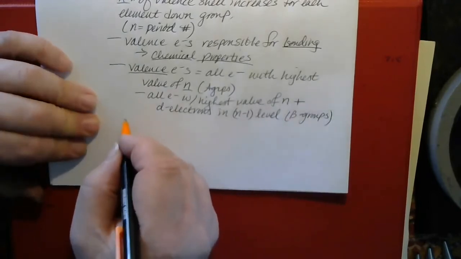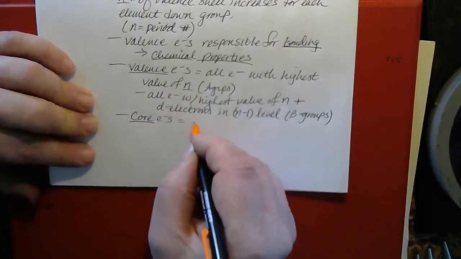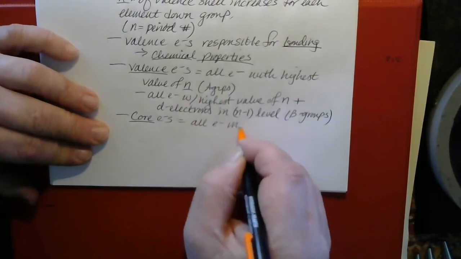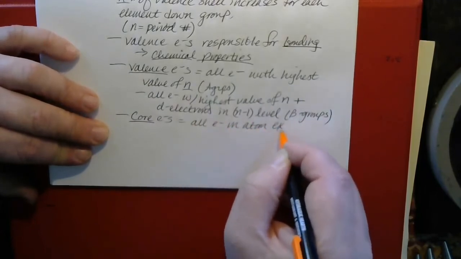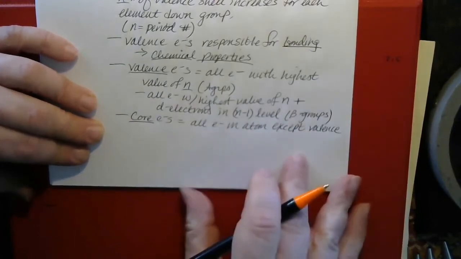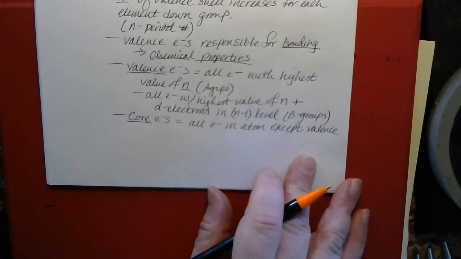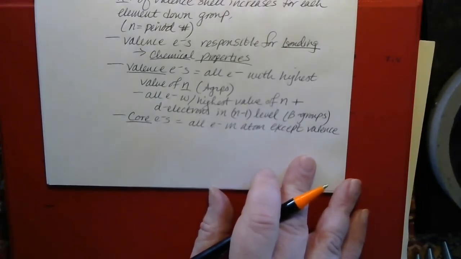The core electrons would be all the others. So once we exclude the valence electrons, everything else is a core electron. And of course, for a ground state atom anyway, the core electrons will be held in principal energy levels that are complete. And that's why we can use noble gas abbreviations for the core electrons.